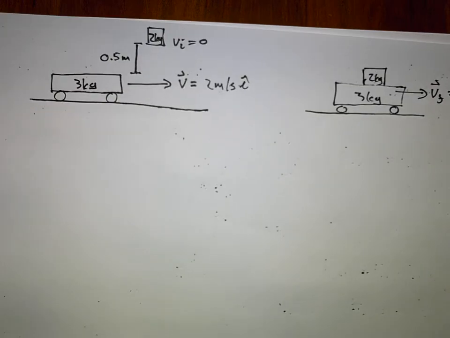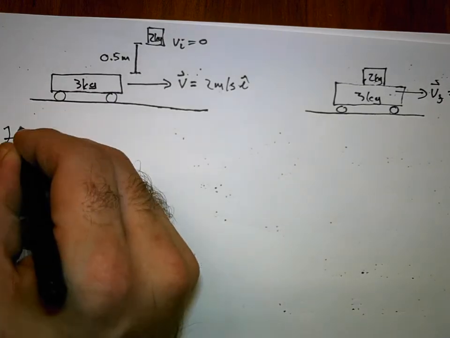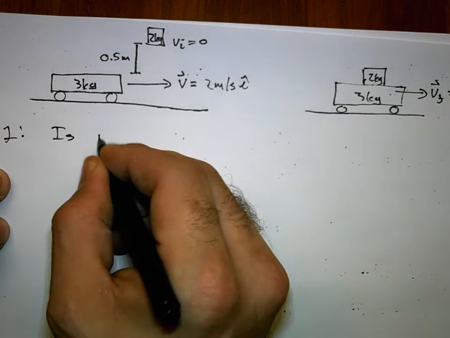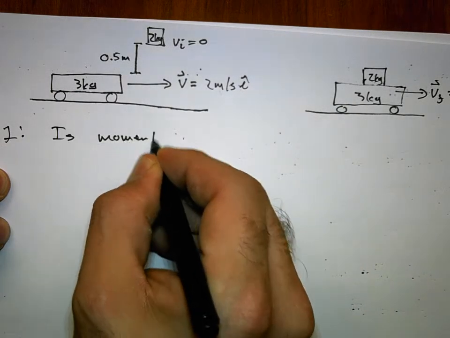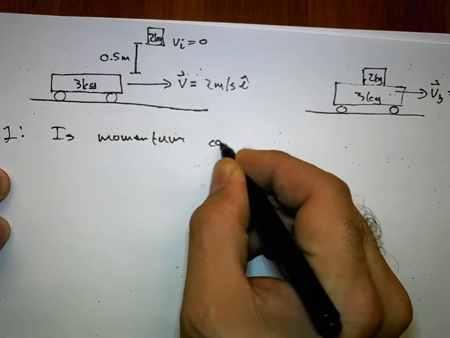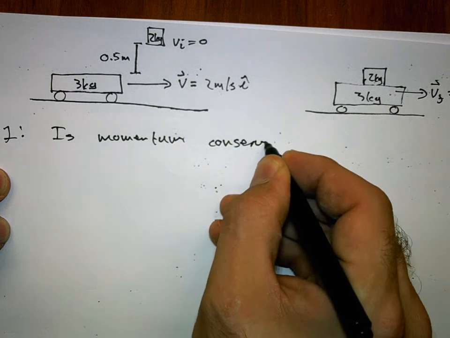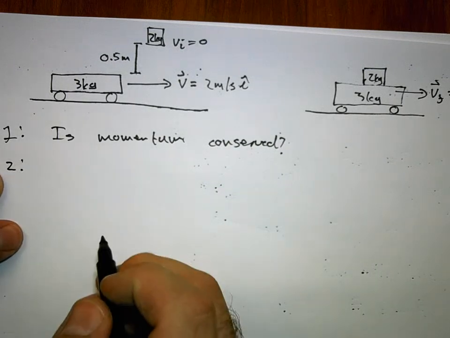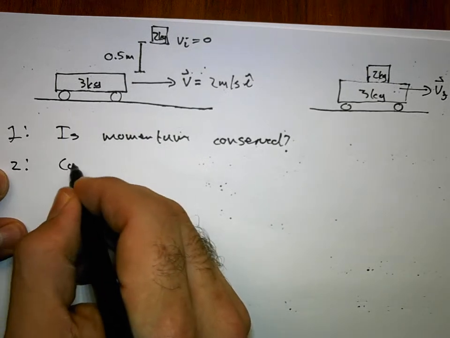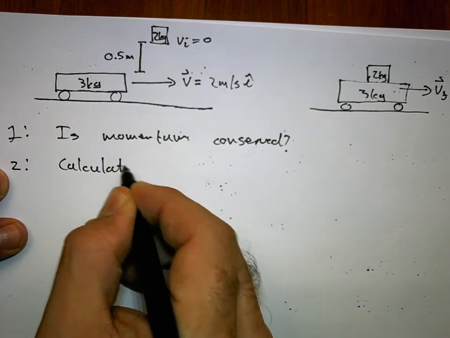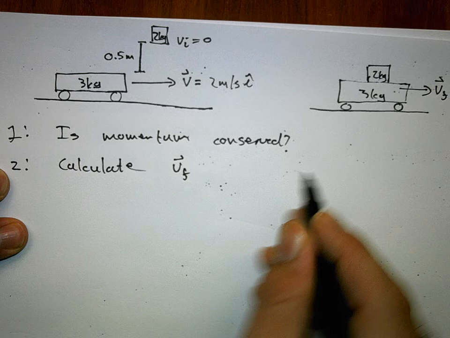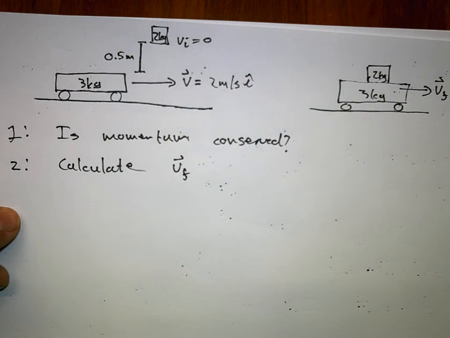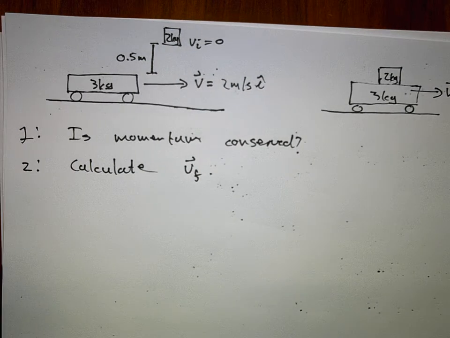So the question is, firstly, is momentum conserved? And secondly, calculate the final velocity of the trolley and the mass together. Now let's look at the first question. Is momentum conserved?